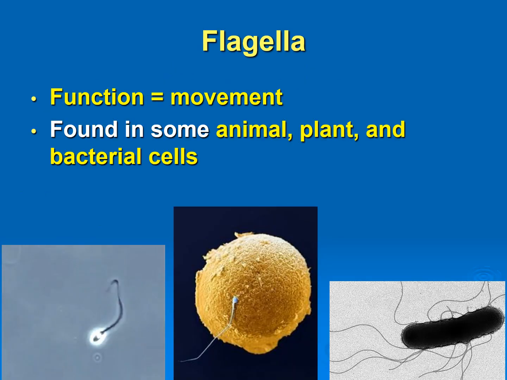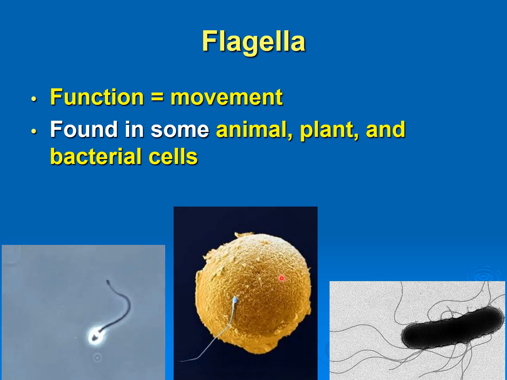Okay, flagella. The function of the flagella is movement. So this will move the cell around. And this is found in some animal, plant, and bacterial cells. For example, in humans, the only cells that have flagella are the sperm cells in men. So this is an actual sperm cell, and you can see the flagella looks like a little tail here. And you can see how it whips back and forth, and that will propel the sperm cell.